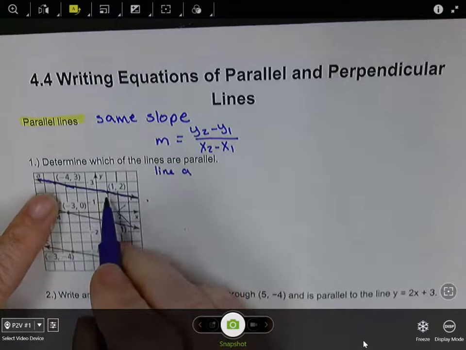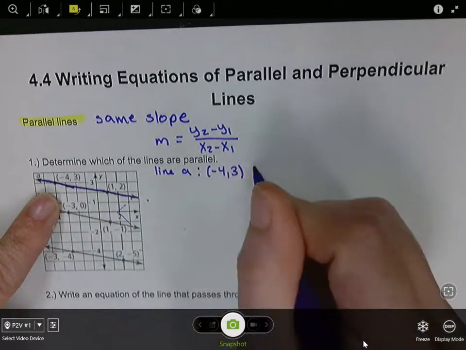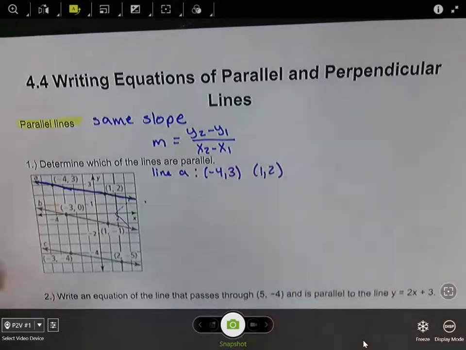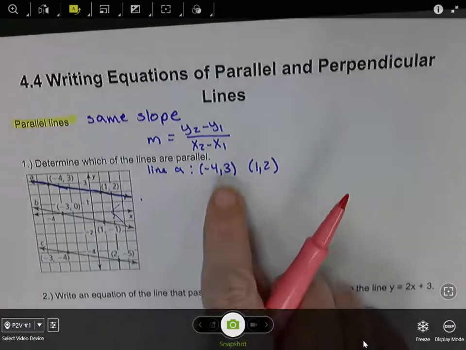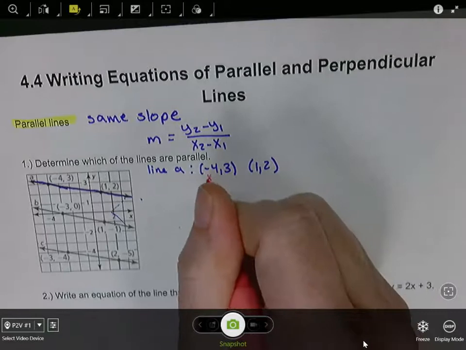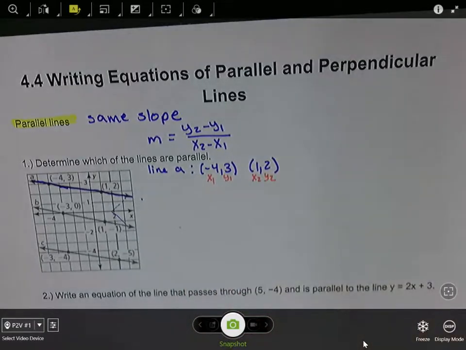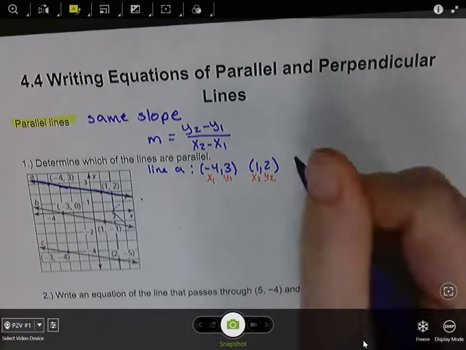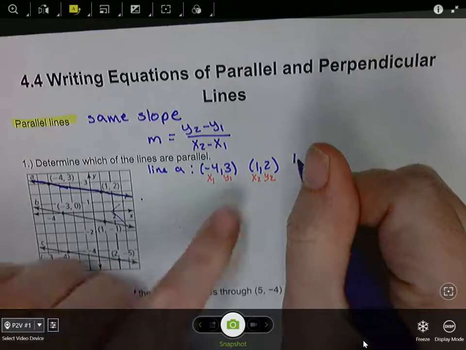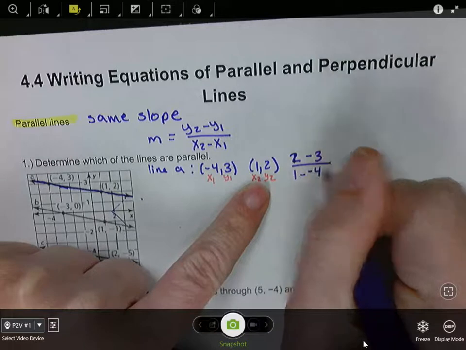Line A goes through the two ordered pairs, negative 4, 3, and 1, 2. Okay. All right, so first thing you need to do is label your x1, y1, x2, y2. It doesn't matter which point you put first, but you got to keep your 1s and your 2s together. So this is going to be x1, y1, and this is x2, y2. Okay. All right, so if I plug that into my formula, my y2 minus y1 over x2 minus x1, I get 2 minus 3 over 1 minus negative 4.